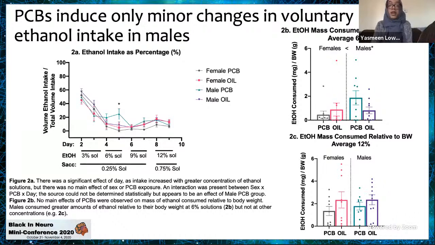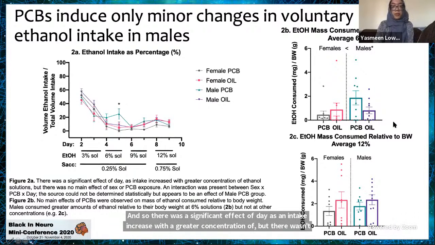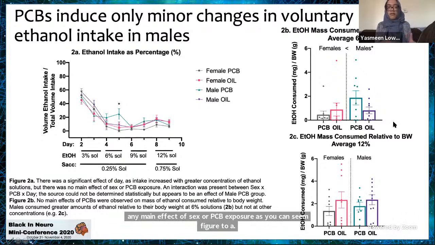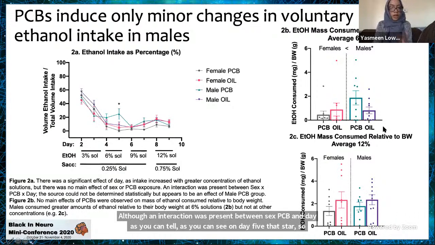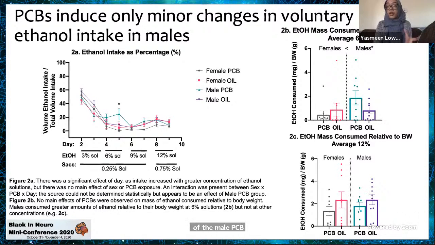male PCB group. So this is seen in figure 2B, in which there weren't any main effects of PCBs, but you can see that this is figure 2B and 2C. It's plotted what the ethanol consumed relative to the body weight. And so males exposed to PCBs did have a greater ethanol intake at the 0.6% concentration, but this is not seen in other concentrations, such as the 12% concentration for figure 2C.